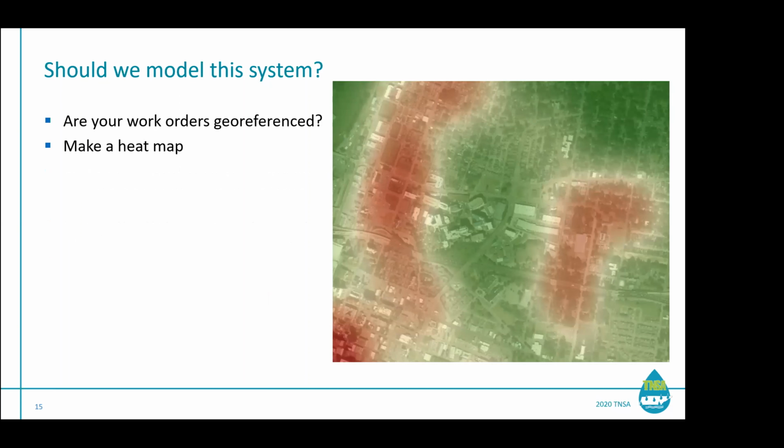Are your work orders geo-referenced? Oftentimes when people go out and use Survey123 or an Excel sheet, you write down maybe 200 First Street, but that's not really a point that we can mix into the GIS and create a heat map. So thinking about how you record your asset management for other purposes is important.